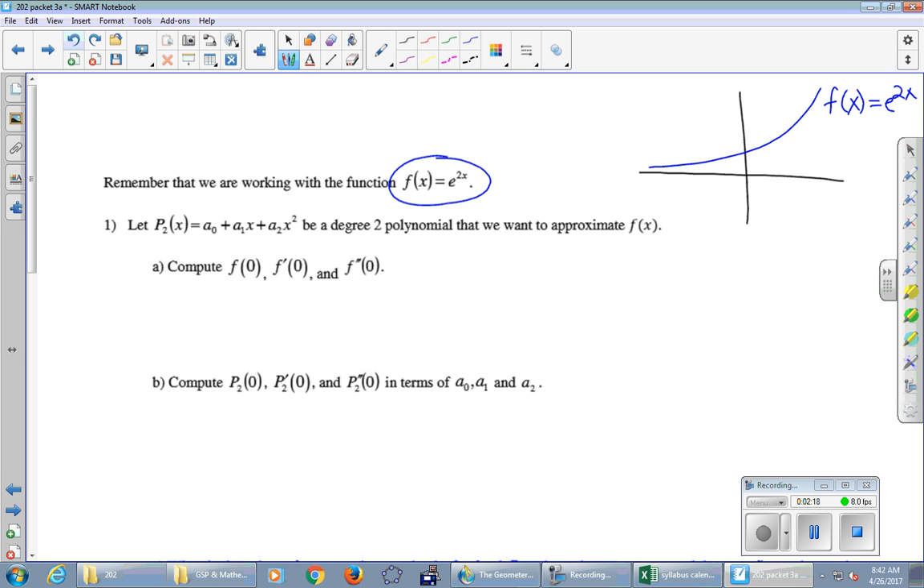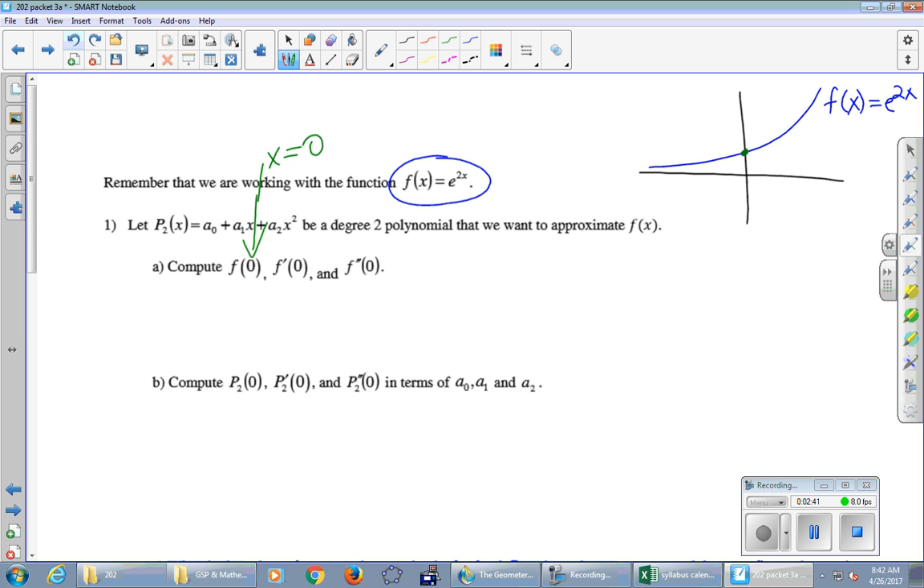And so, here's the approach. We're going to pick a point that we want to focus our attention on. In this particular case, the x value that we're interested in is going to be 0. So we're going to focus our attention right here. You can pick any point. It's going to be given to you in the problem. For this one, it's just sort of arbitrarily chosen to be x equals 0.